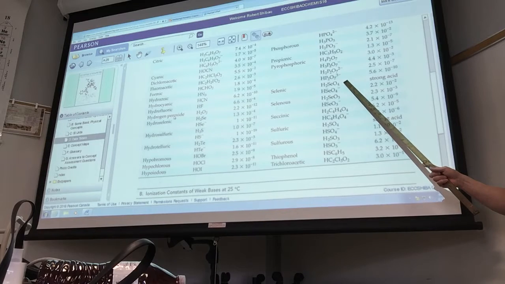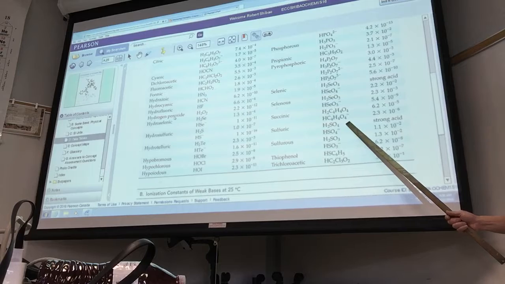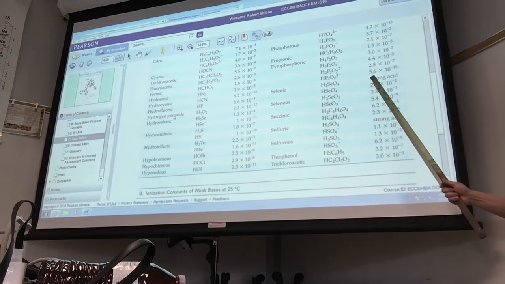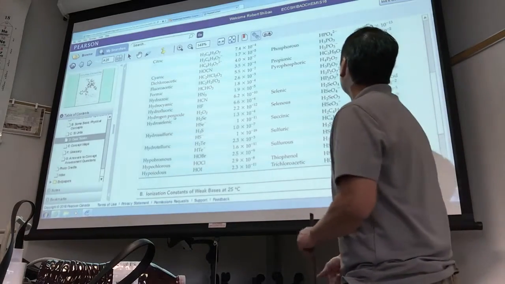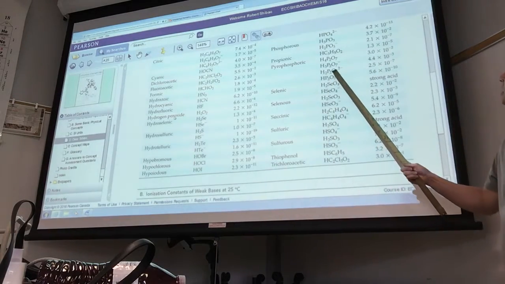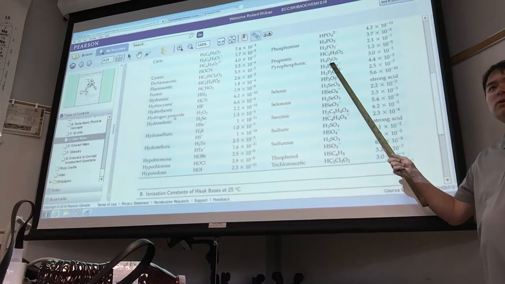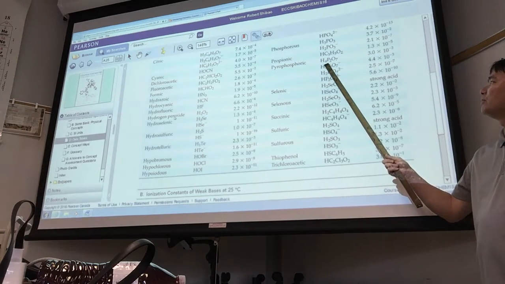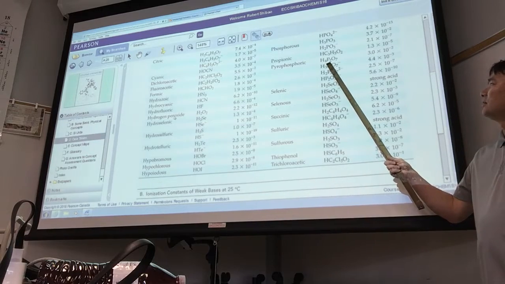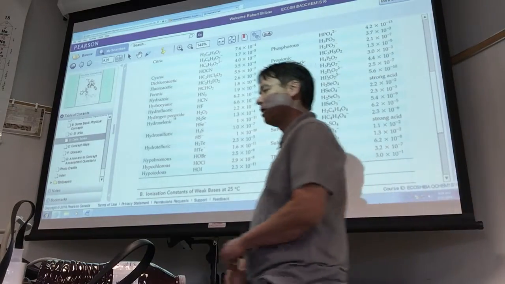However, selenic acid is a strong acid, and others. And so we see, wow, check this out. You heard of triprotic acid? You know what triprotic acid is? It can give more than one hydrogen. It has three acidic hydrogens. What is this? Pyrophosphoric acid. The tetraprotic acid.